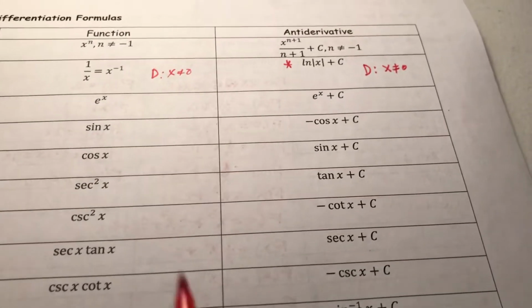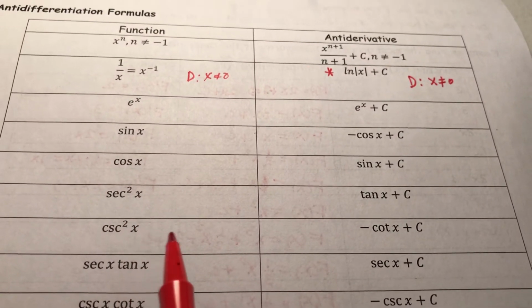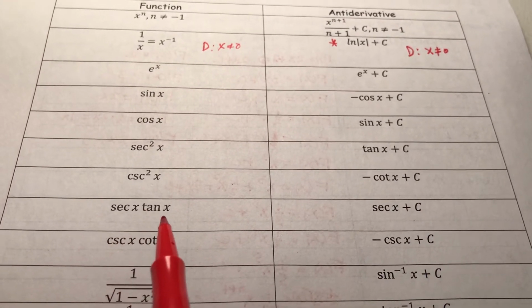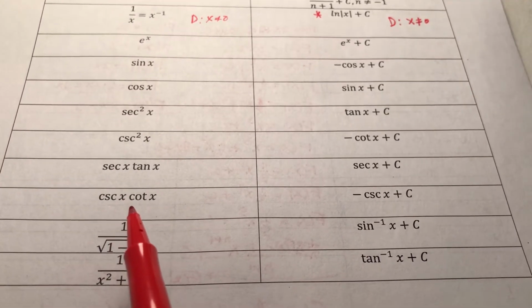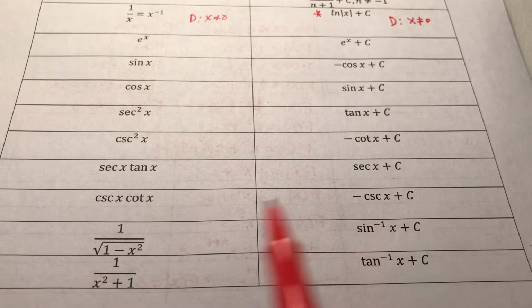The antiderivative of cosecant squared x is negative cotangent x plus c. The antiderivative of secant x tangent x is secant x plus c, because the derivative of that is that. And the antiderivative of cosecant x cotangent x is negative cosecant x plus c.